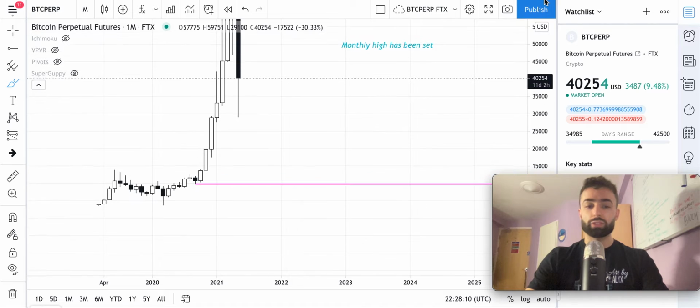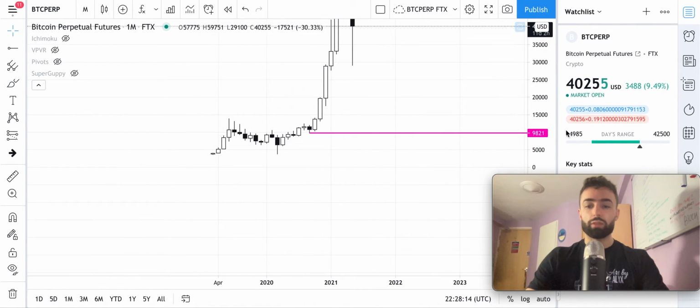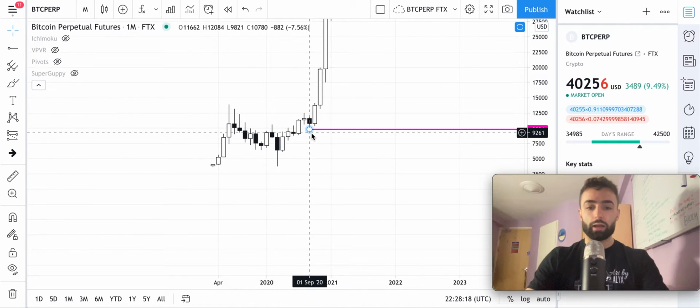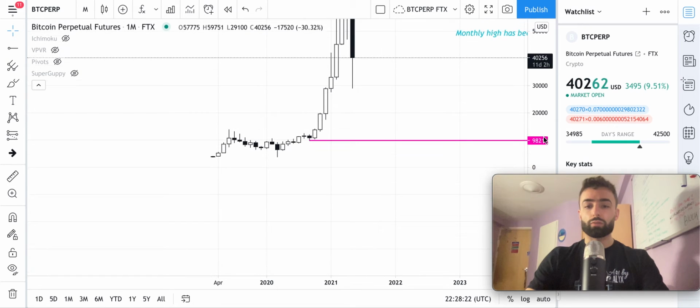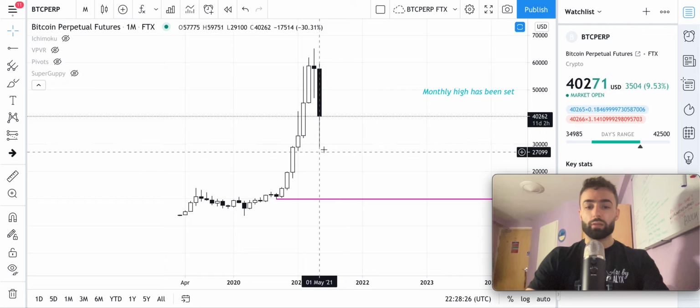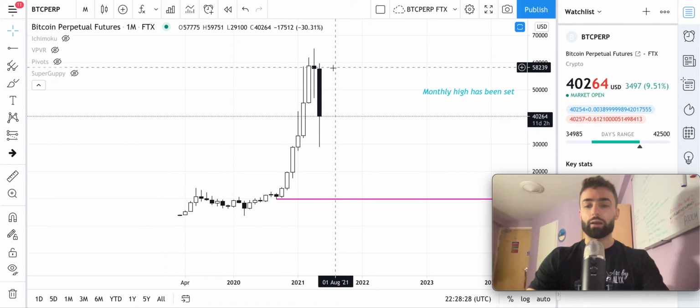If we zoom in down here, we can see this monthly bull trend right here. We have a low, high, higher low, and then higher high. So now we have our higher high. Now we want to see another higher low, and then we want to see another higher high.